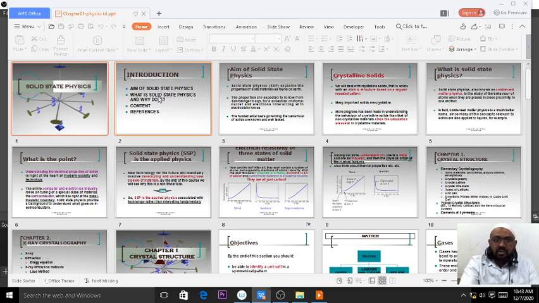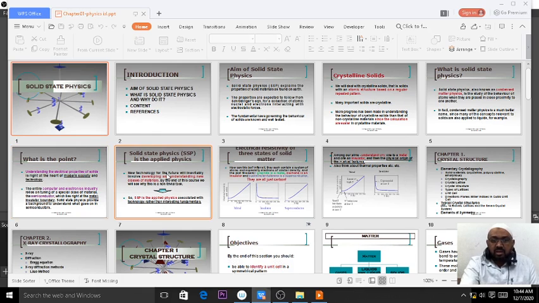We had an introduction: what is the aim of solid state physics, what is solid state physics, why we start with solid state physics, and what is the content that we are going to learn in this class. So now, what is our aim? In the previous class we started with the aim of solid state physics, what are crystalline solids, what is the meaning of solid state physics, and what is the point in studying solid state physics as an engineering student.